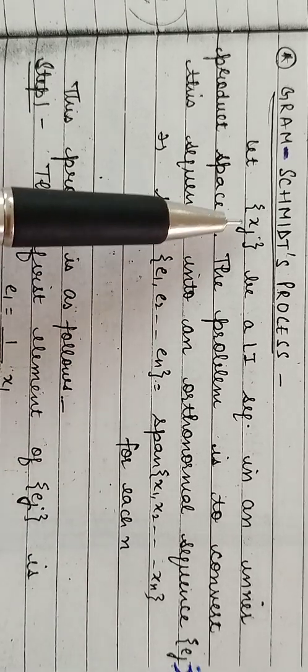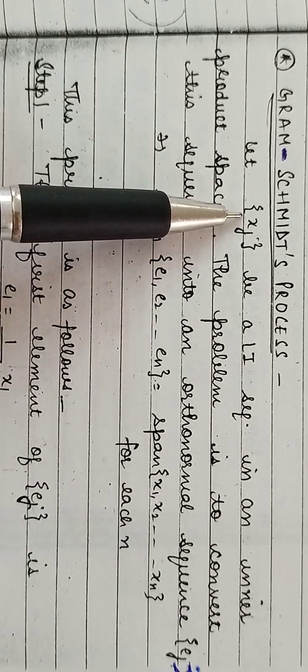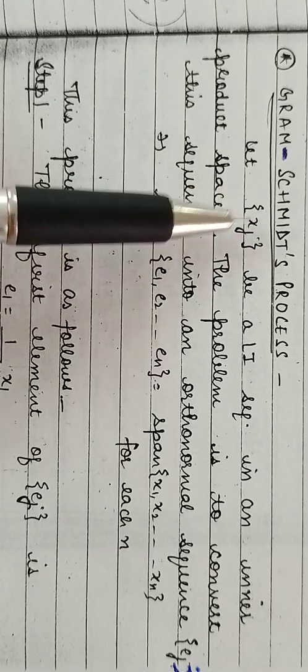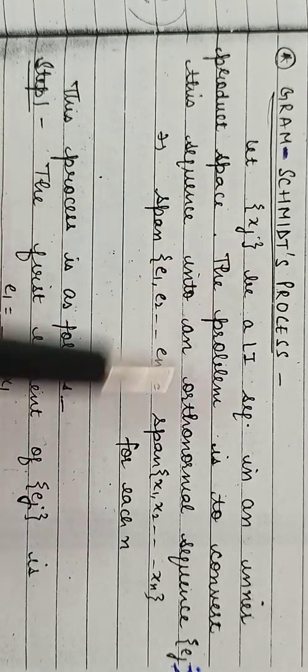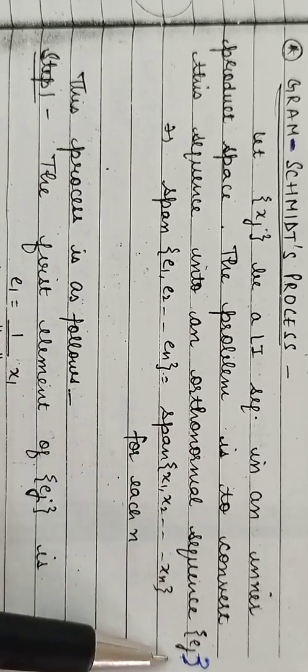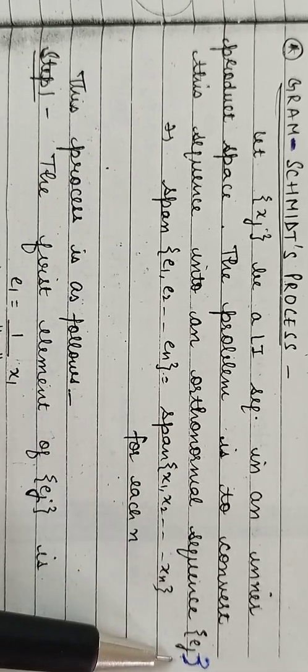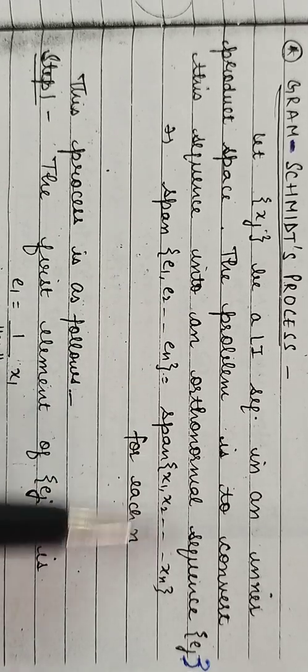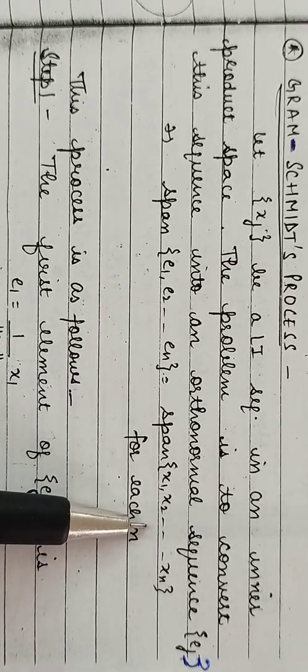Here, we are given xj, that is a linearly independent sequence in an inner product space, and we will convert this sequence into an orthonormal sequence ej such that the span of the new sequence is the same as the span of the sequence which is given to us.